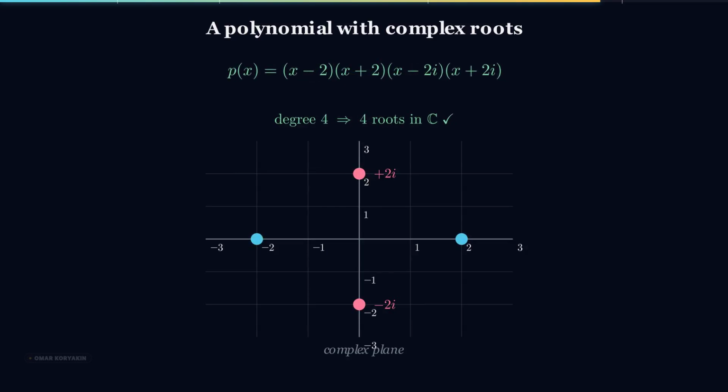Putting it all together, p of x factors as (x minus 2) times (x plus 2) times (x minus 2i) times (x plus 2i). 4 linear factors, 4 roots in the complex numbers, 2 on the real axis and 2 on the imaginary axis. The fundamental theorem checks out for degree 4.